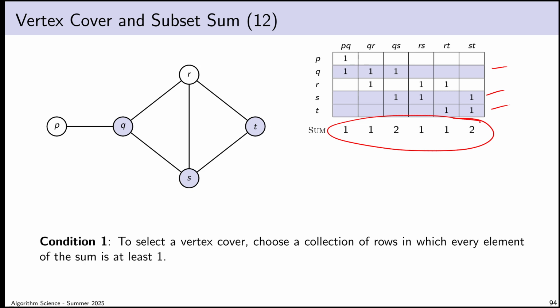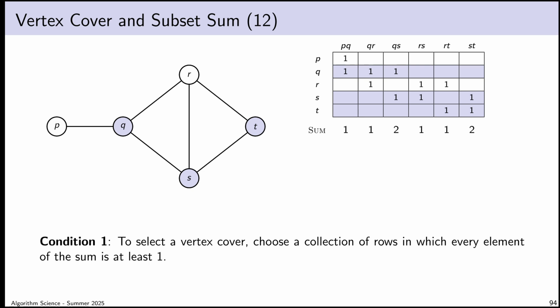And hopefully you can see where I'm going with this. I'm trying to turn a vertex cover into something that we can think of as being a sum, and I want to achieve a goal sum of some kind. The issue with condition 1, though, is that the goal sum is not a single value. It says every element of my sum is at least 1. So in this case, it's 1, 1, 2, 1, 1, 2. But there could be vertex covers where some entries are 2 and some entries are 1. There could be multiple vertex covers of this graph where the 1s and 2s might move around, because all I care about is that every element of my sum row is at least equal to 1.